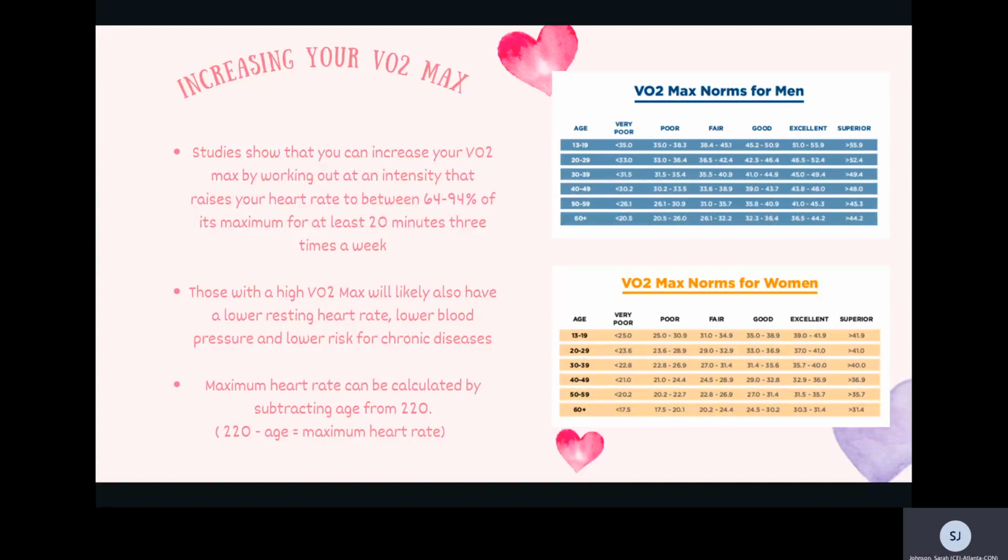So to calculate your maximum heart rate that we talked about for being at for 20 minutes 3 times a week, you would subtract your age from 220, and that is your maximum heart rate.